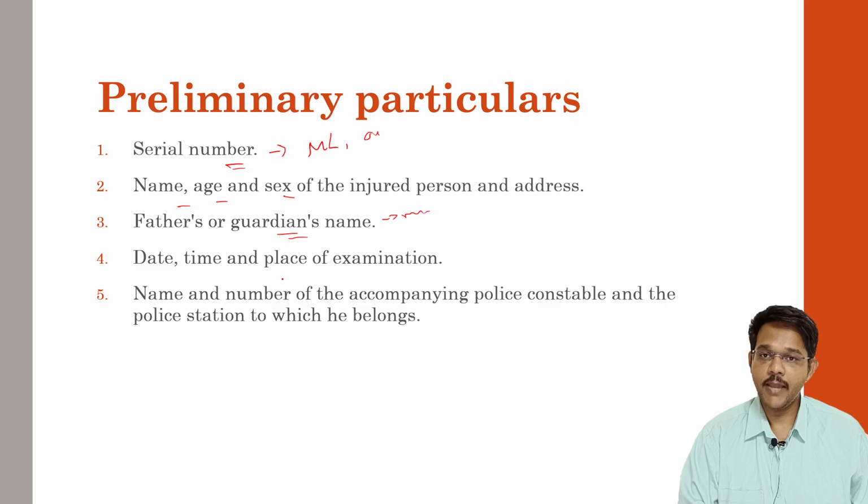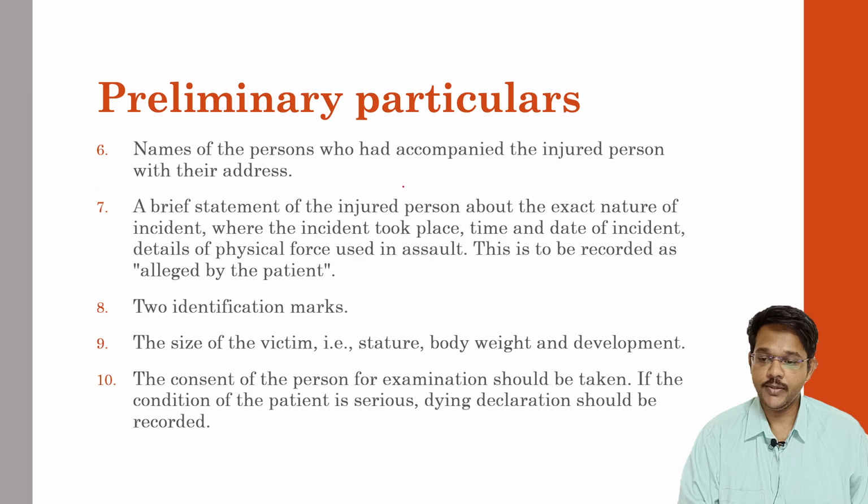The date, time, and place of examination are very important, especially in cases where the age of the injury becomes an issue. Next, the name and number of the accompanying police constable and the police station to which he belongs. So the person who has brought the patient, mainly the police constable, his identification number and the police station he belongs to should be noted. Next is the name of the person who has accompanied the injured person, with their address.